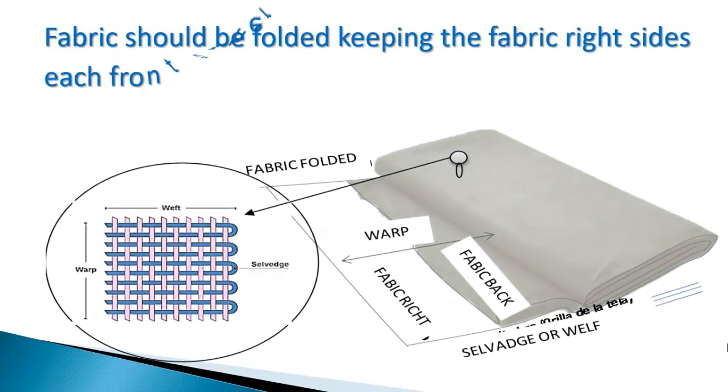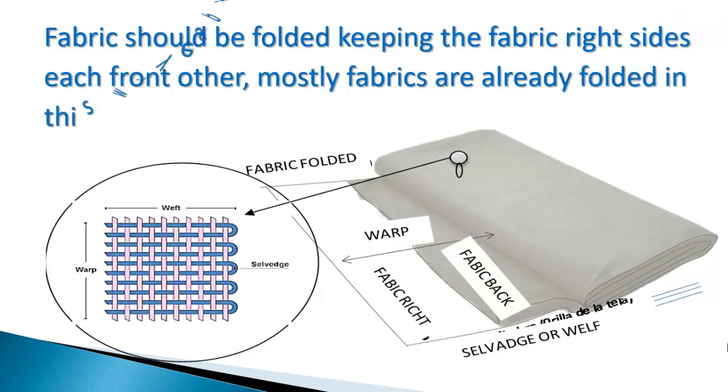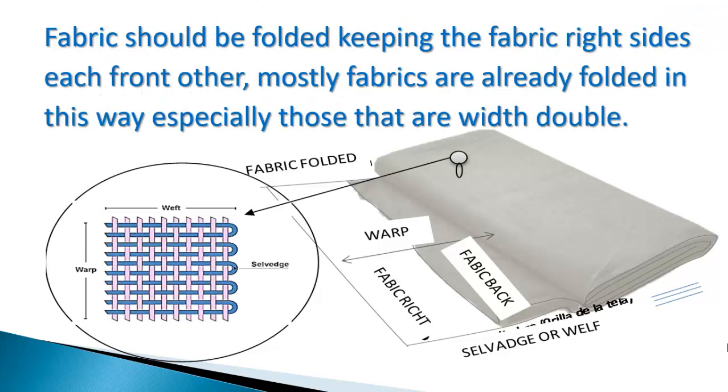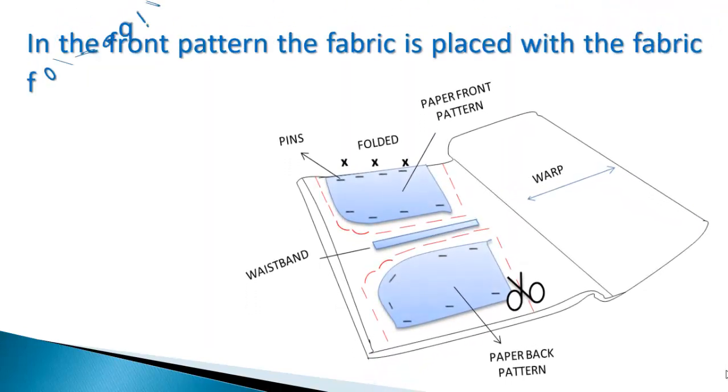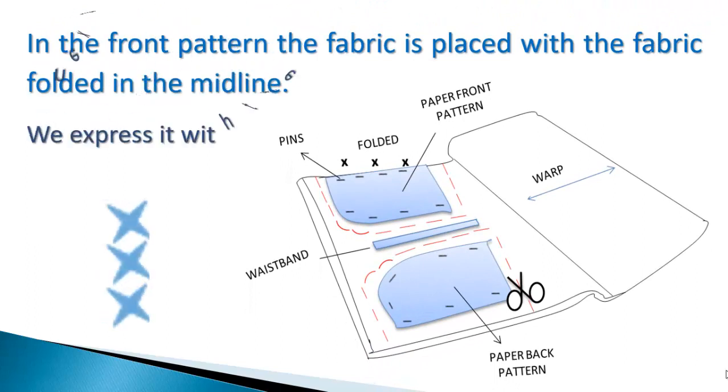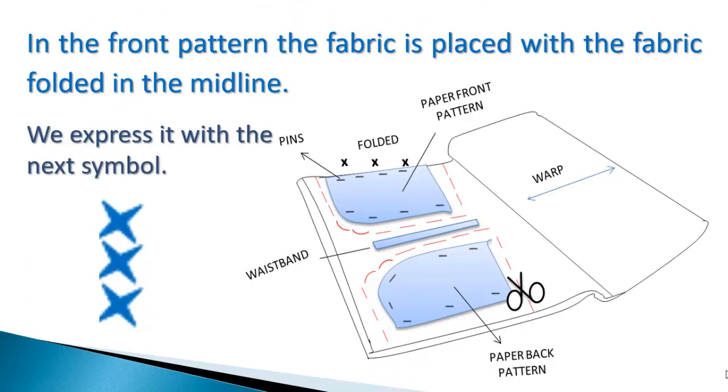Fabric should be folded, keeping the right sides facing each other. Mostly fabrics are already folded in this way, especially those that are double width. In the front pattern, the fabric is placed folded in the middle. We express it with the next symbol.